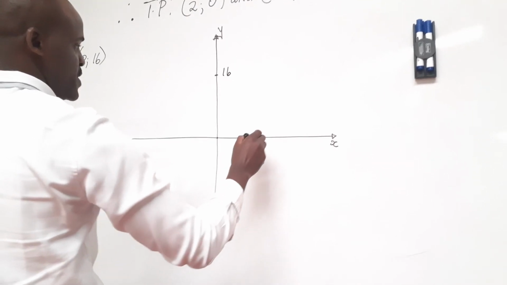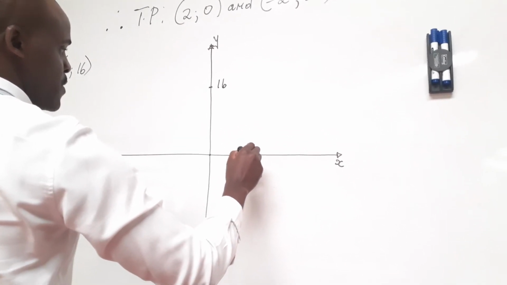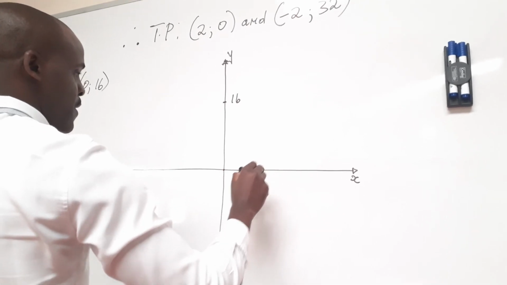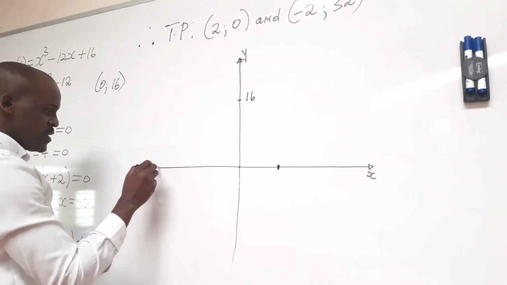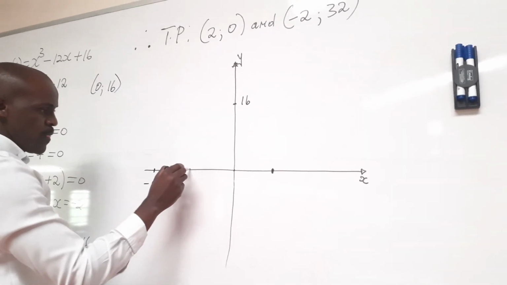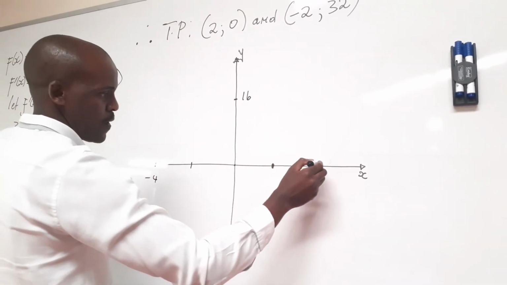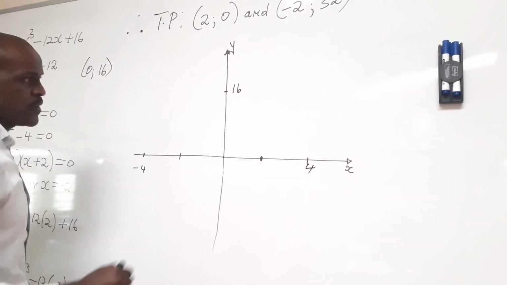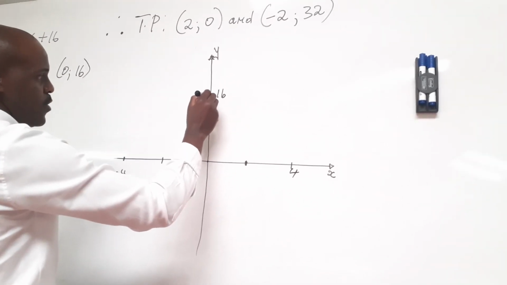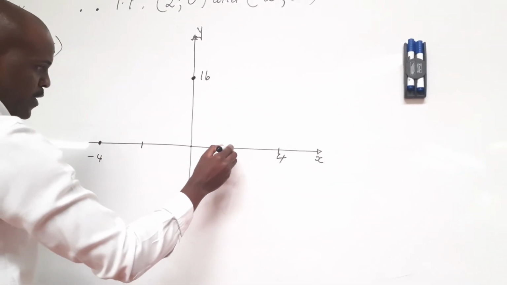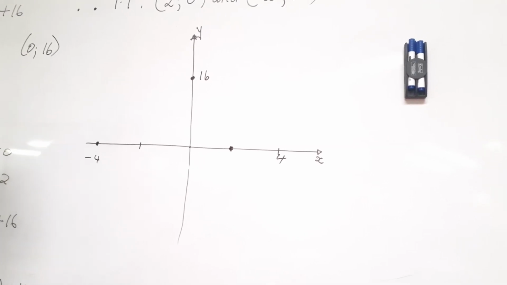We've got the x-intercept, which is (2, 0). The other x-intercept is here, which is negative 4. Let's say we've got 4 there. This is our y-intercept, x-intercept, x-intercept. Right.